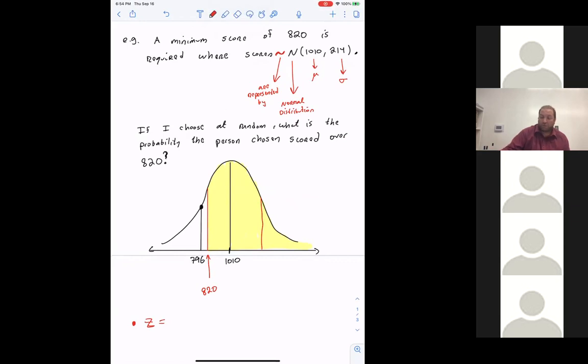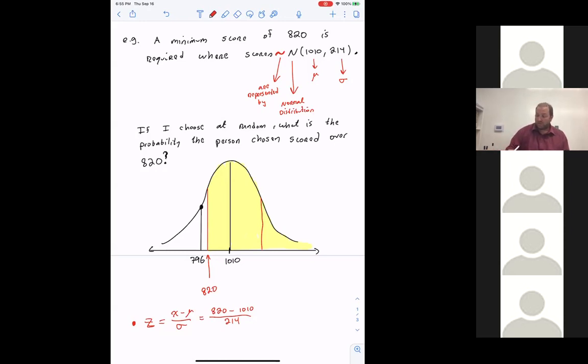Do you recall the z-score formula? Yeah, you said it was z equals x minus mu divided by the standard deviation. Okay, what is my x? 820. What is my mu? 1010. What is my sigma? 214. Okay, so I take out my calculator now. 820 minus 1010, get that answer divided by 214. What do I get?